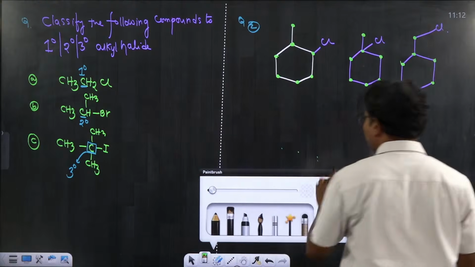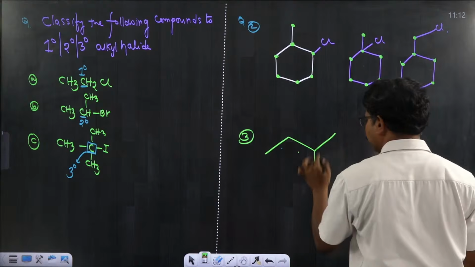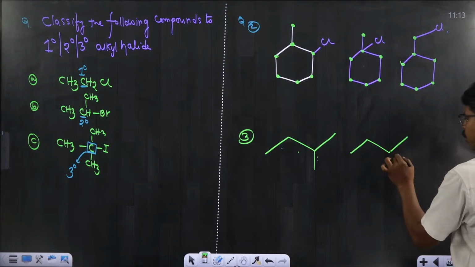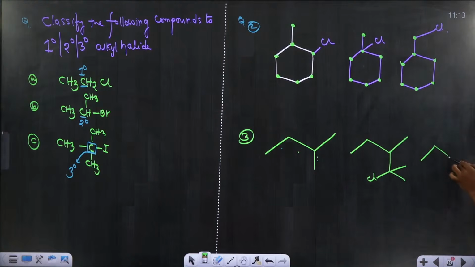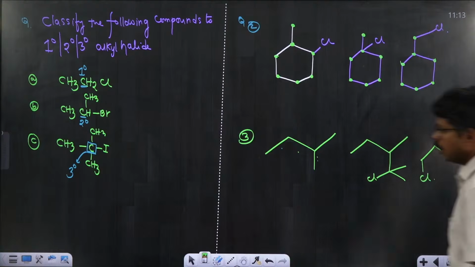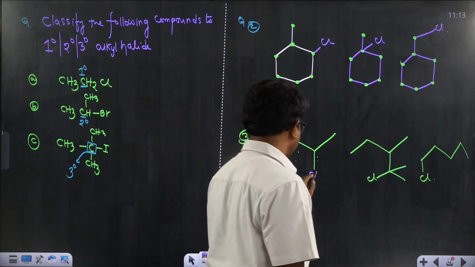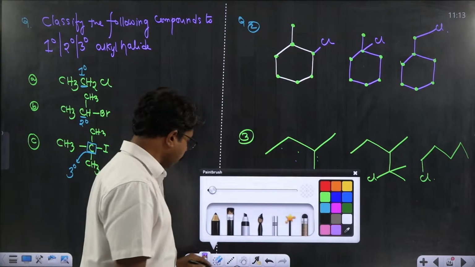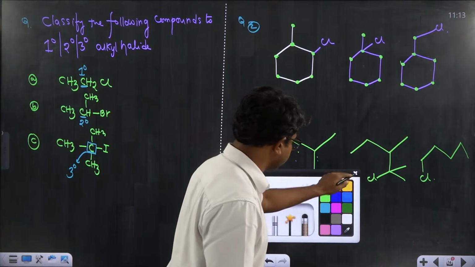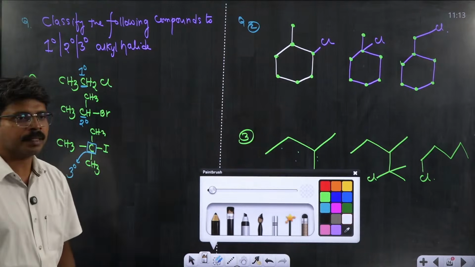Now, example number 3. It is an even simpler example. Again, I am giving another example. So students, try to classify even these compounds into primary, secondary and tertiary. I have given the third question also. Work on these examples for classification of alkyl halides. I hope you are working on the classification.